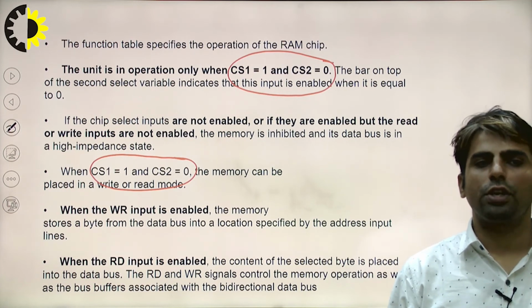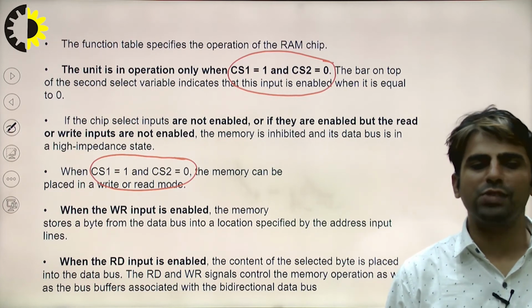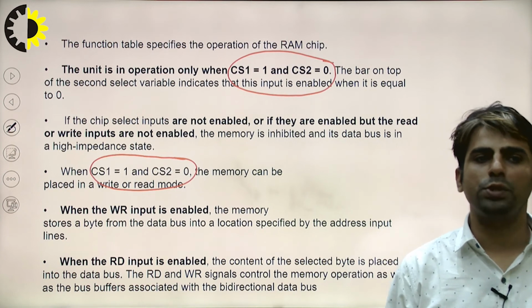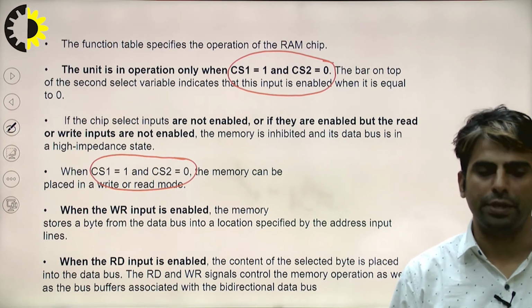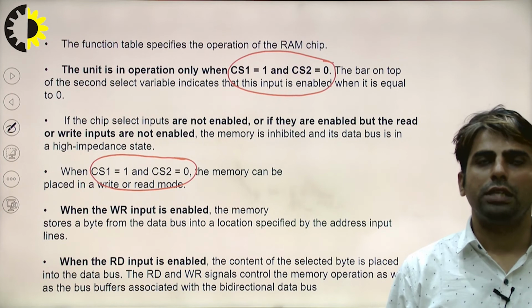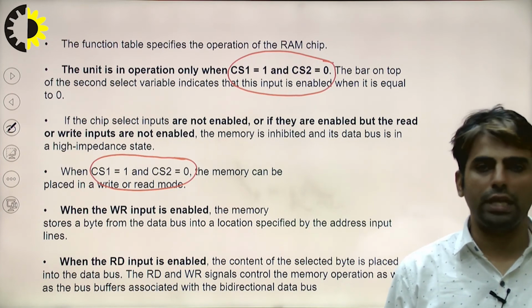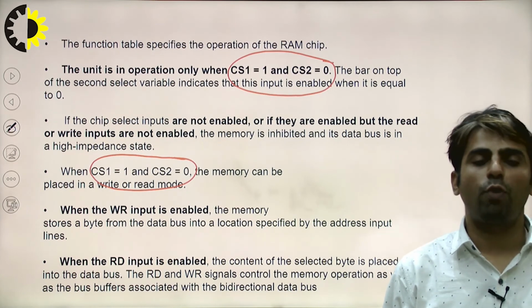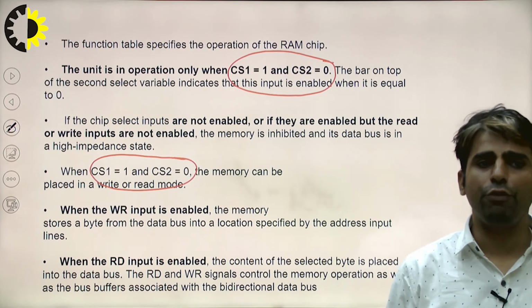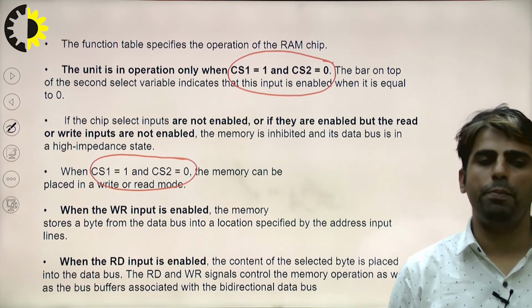Read-write signals control the memory operation as well as bus buffers associated with the bidirectional data bus. Why are these buffers required here? Because the data to be stored in the RAM, or the data to be retrieved from the RAM, is held in the bus buffer.